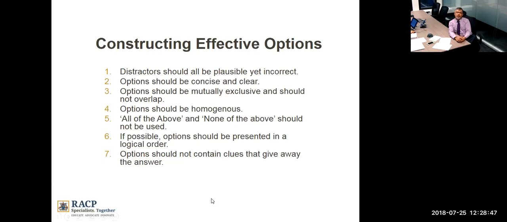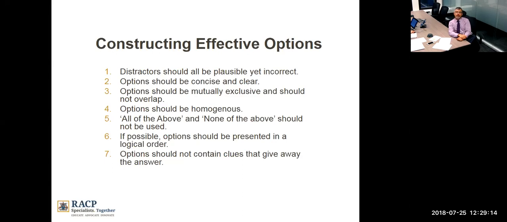Now, if possible, options should be presented in a logical order. So for example, you'll see if the questions have numbers in them, why have the candidate waste time trying to find the number or the thing in the order of what's being presented? Just put it in a logical order. I know that's really more of a formatting issue and can be done not by you, the subject matter expert, but by the staff when we're cleaning up the questions. But really, just try and put them in a logical order if you can.